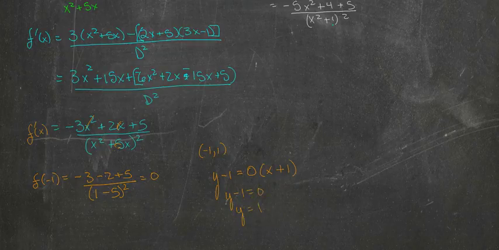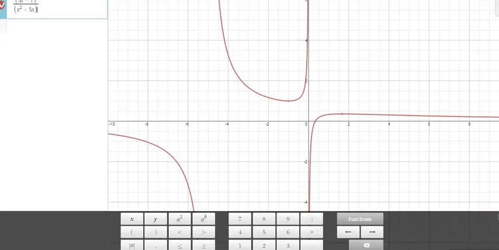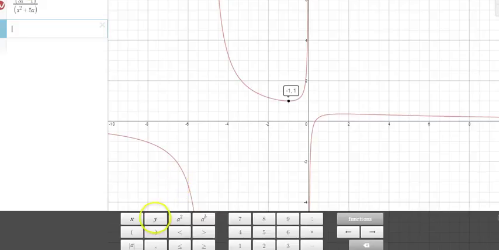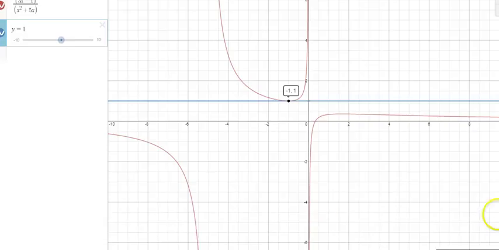So let's head over to Desmos and have a look at what that means. I've already loaded up the function. This is what the graph looks like. And right here at the point 1, 1, this is the lowest point of the graph. It's the turnaround point of the graph. So if I put in our tangent line, y equals 1, we can see just by looking that the tangent line to the graph right here is at the very, very bottom of the graph.